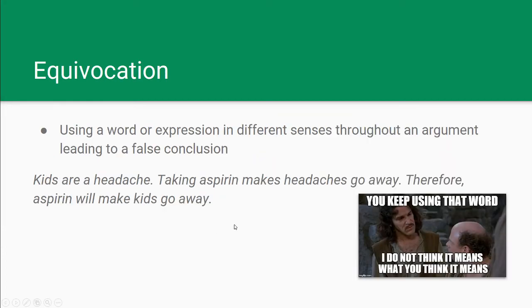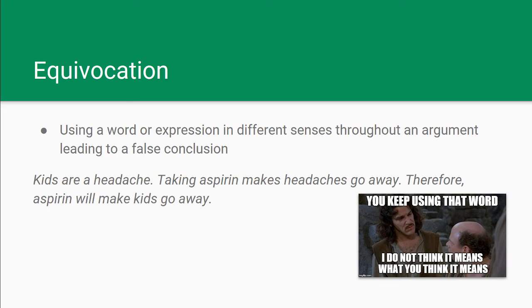How about the fallacy of equivocation? Here, we're using a word or expression in different senses throughout an argument, which leads to a false conclusion. Take, for example, this statement. Kids are a headache. Taking aspirin makes headaches go away. Therefore, aspirin will make kids go away. So you could see how the meaning of headache changed.